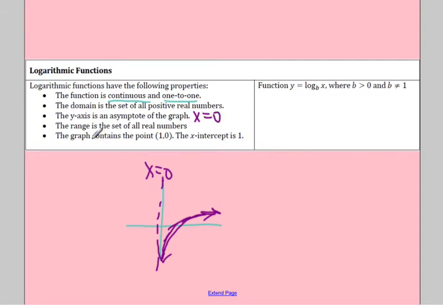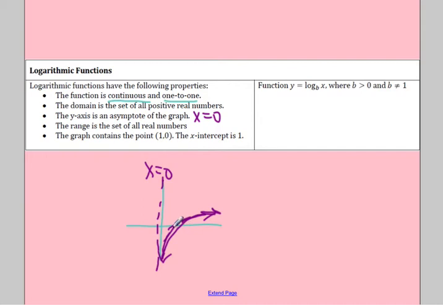And then the range is a set of all real numbers. So my range is going to cover everything up and down, but my domain is just the positives. Only positive x values. You cannot take the log of a negative. And the last thing is the graph contains the point (1, 0).